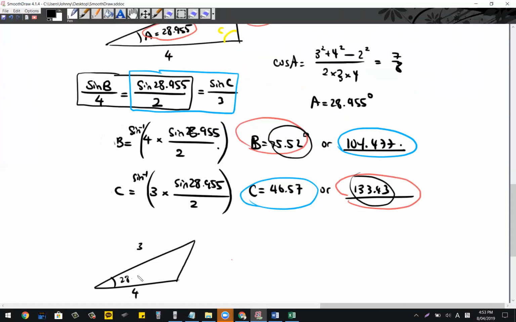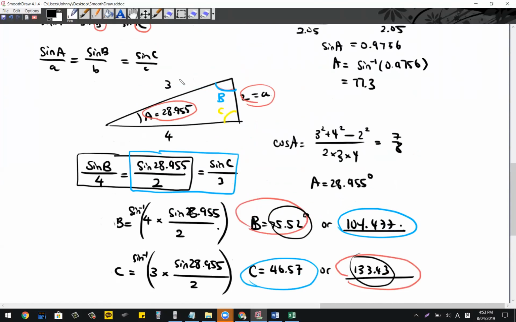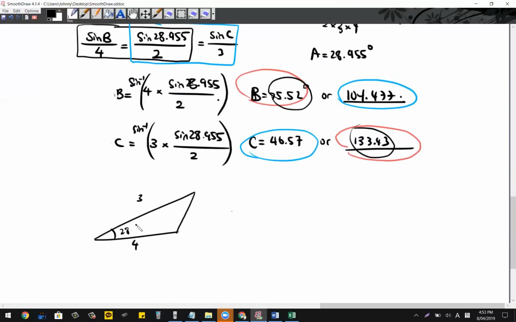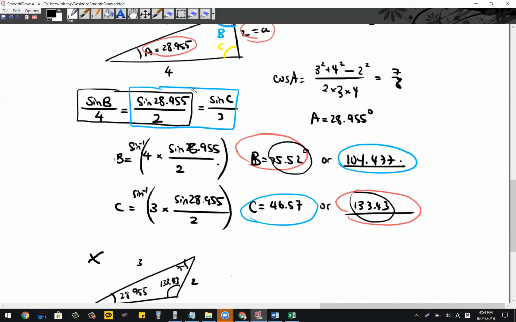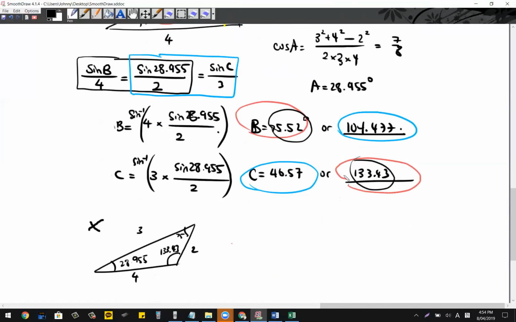And this is 28.955. And this one is 2, and this one is 130. So C is 130 something, 3.43. And this one is 75.53. But it kind of makes this 4 shorter than 3. So I think this is not allowed. So the red one, I don't think it's correct.